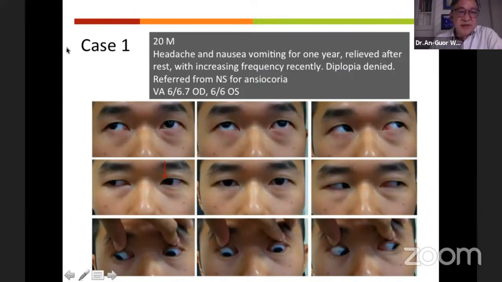Let's look at the first case. That would be a 20-year-old male patient who had headache, nausea, and vomiting for 1 year, which is relieved after rest. It occurs with increasing frequency recently, and he denied diplopia. He was referred from the neurosurgeon for the evaluation of anisocoria. His vision was good, and his EOM was full, except for a minimal limitation of adduction in the left eye.